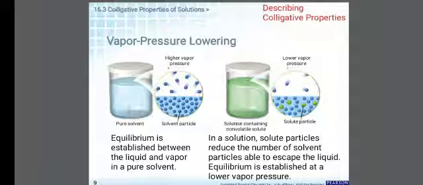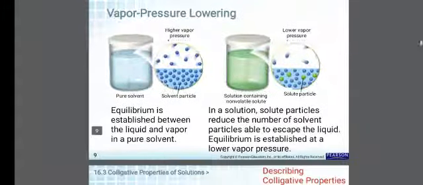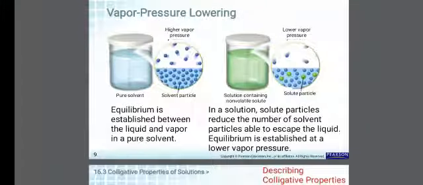Equilibrium is established between the liquid and vapor in a pure solvent. In a solution, solute particles reduce the number of solvent particles able to escape the liquid. Equilibrium is established at a lower vapor pressure.